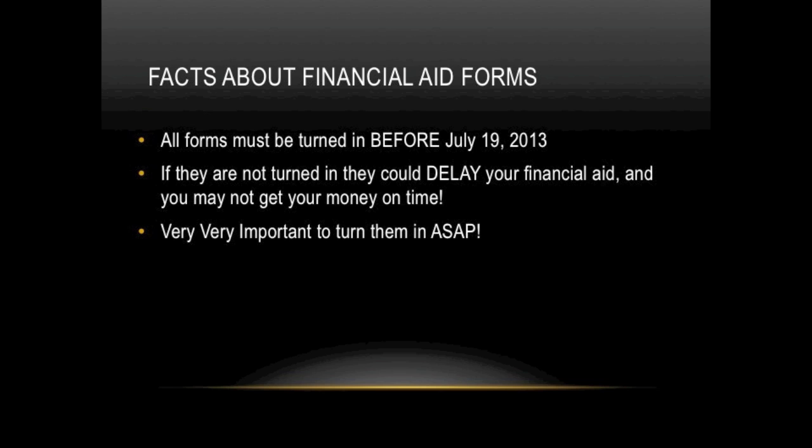First, I'd like to go over some general facts about financial aid forms. All financial aid documentation has to be turned in by July 19, 2013. This is a priority deadline. If they are not turned in by this date, there could be a delay in your financial aid. That means you may not get your money on time. That is why it's very important that you not only turn in all forms on time, but do them correctly in order to ensure you get your financial aid on time.